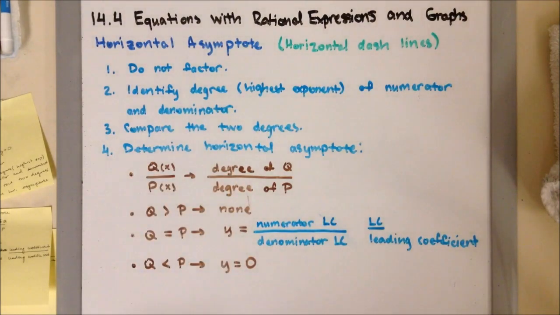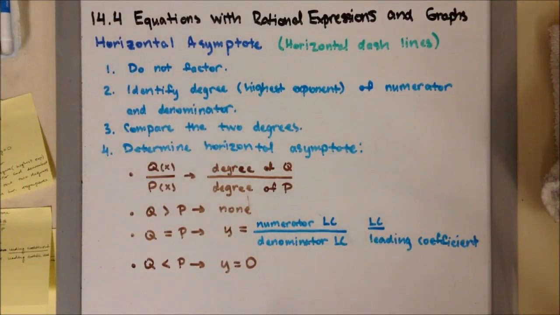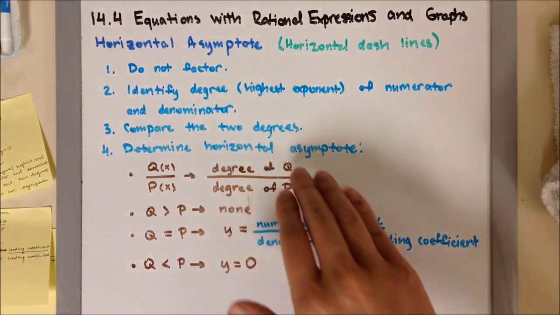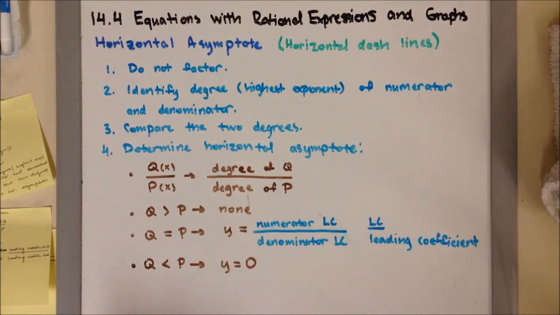Step 3 is that you're going to compare the two highest exponents that you found in the numerator and the denominator. Once you are finished comparing, you're going to use that to help determine the horizontal asymptote. That is in step 4. So let's talk about step 4.